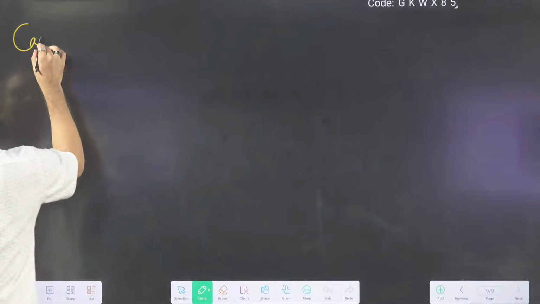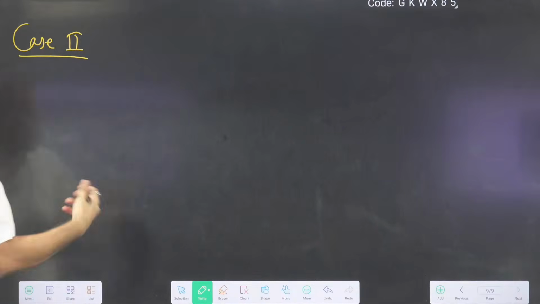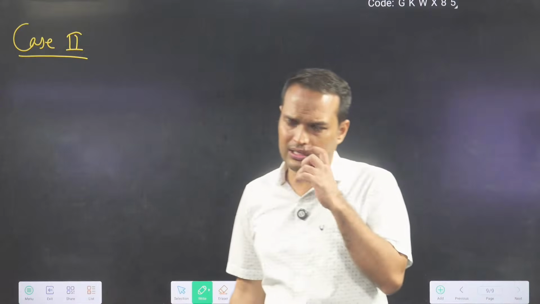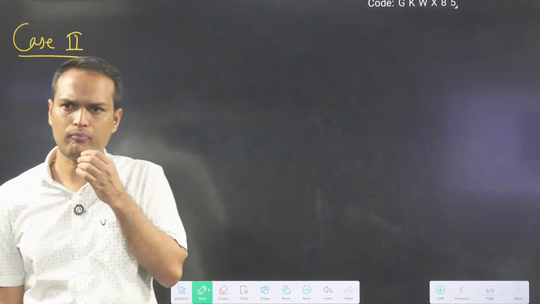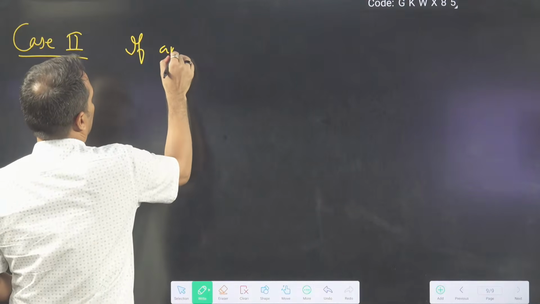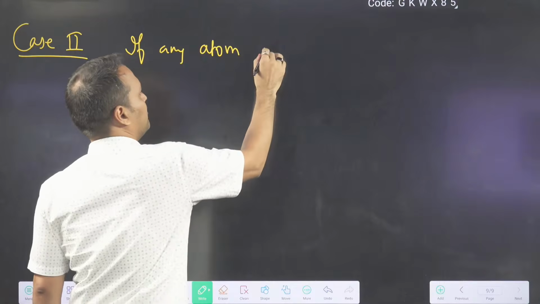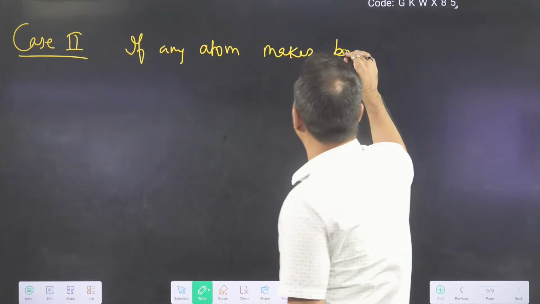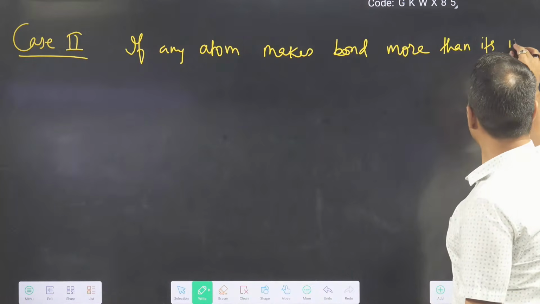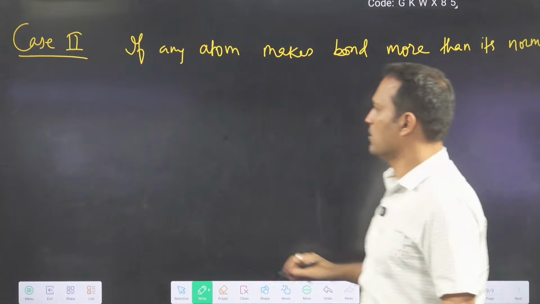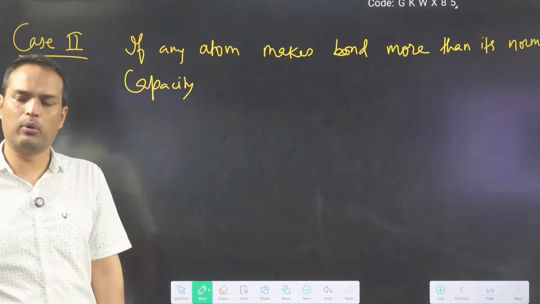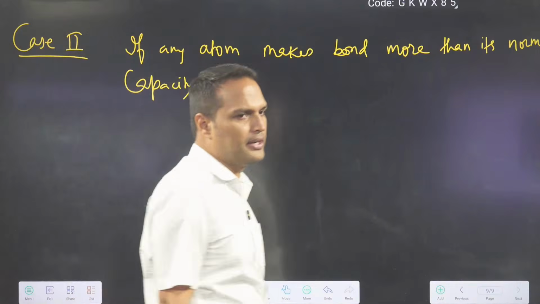Chalo, next go to the second case. The second case is more important than the first one also, you can think. That's why I'm telling you here. You can think like this: if any atom makes bonds more than its normal capacity, then it is a coordinate bond. Then it is a coordinate bond.